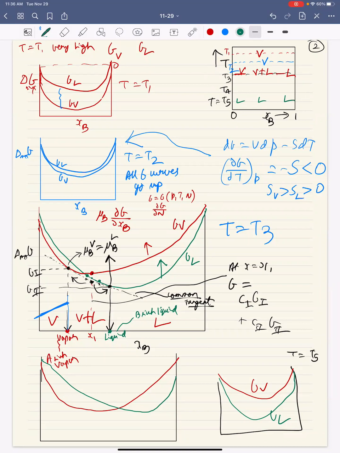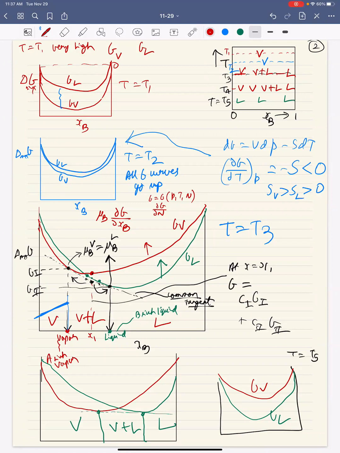So these two common tangent points, if I use JP's algorithm now and start drawing common tangents, I will find that the points at which I got that common tangent have both now moved to the right. So you have a bigger vapor phase. You again have some vapor plus liquid, and you have a liquid one. So at this temperature, it looks something like this: vapor, vapor plus liquid, liquid.